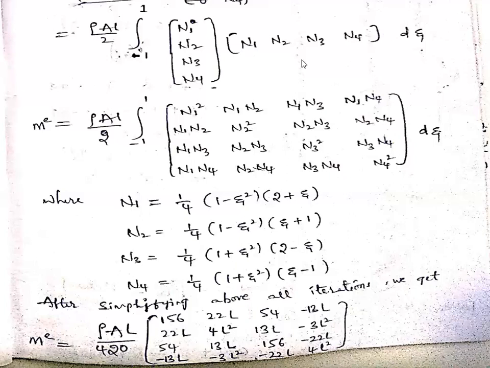So if you do the multiplication of N transpose into N, 4 by 1 into 1 by 4 becomes 4 by 4. So you'll get the values N1 square, N1 N2, N1 N3, N1 N4; N1 N2, N2 square, N2 N3, N2 N4; N1 N3, N2 N3, N3 square, N3 N4; N1 N4, N2 N4, N3 N4, N4 square. This is a 4 by 4 matrix. Once you do the multiplication of the 4 by 1 into 1 by 4, you will get the 4 by 4 square matrix, and this matrix should be integrated with respect to d zeta with minus 1 to 1 as limits.